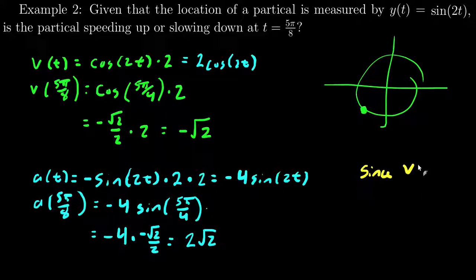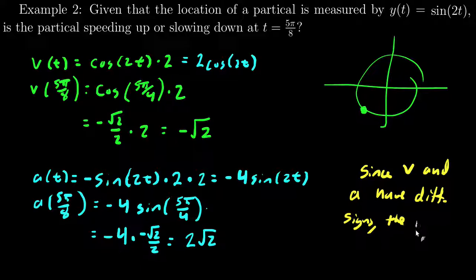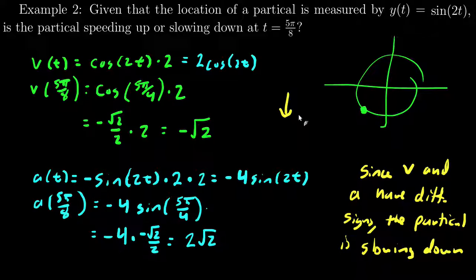Since v and a have different signs, the particle is slowing down. It is moving, since we're doing y, it's moving down, but accelerating up, which means as time goes, it'll be moving down more slowly until eventually, if this acceleration keeps up, it will stop moving down and then start moving up.